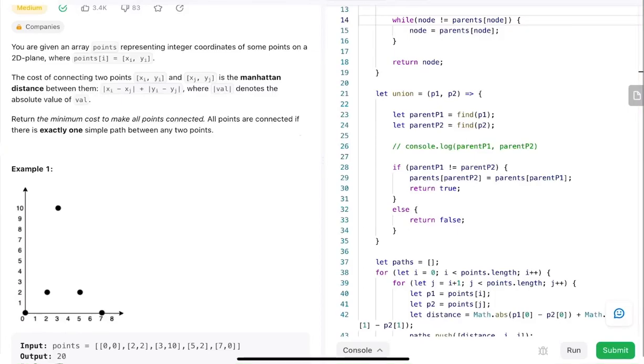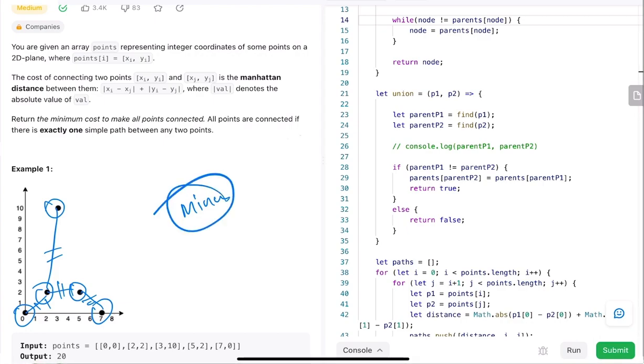Hey, today we are going to talk about a problem called minimum cost to connect all points. We have a graph where we have points. We have to connect all these points in such a way that if we sum these distances, it should be minimum globally for this particular problem.